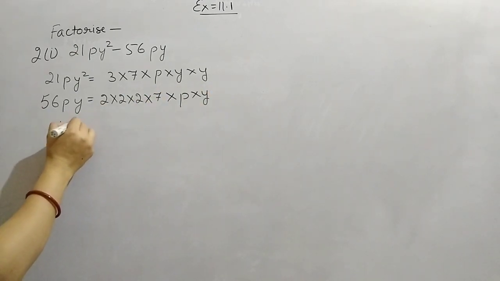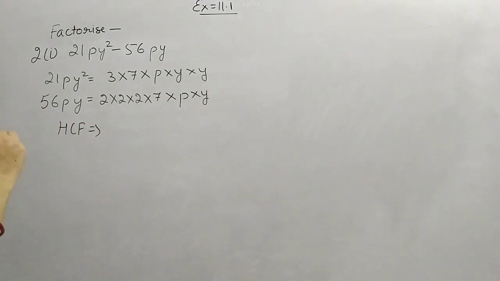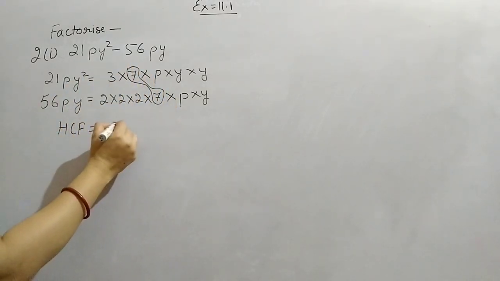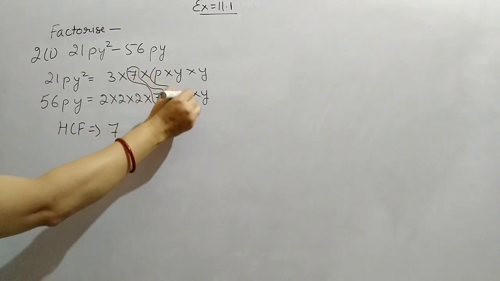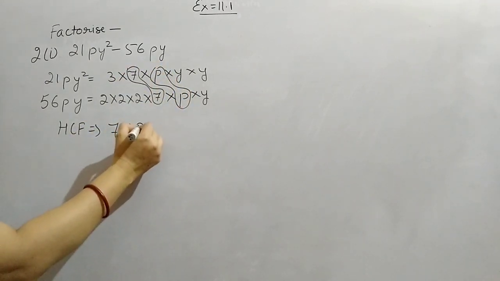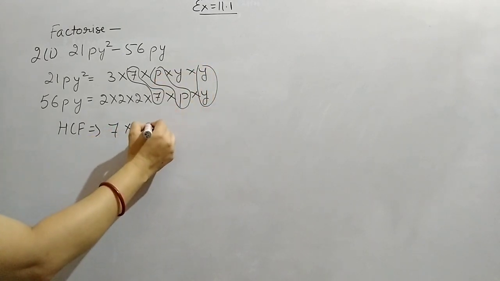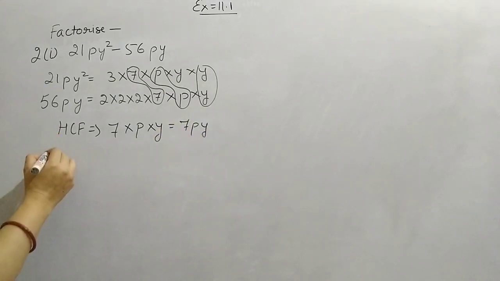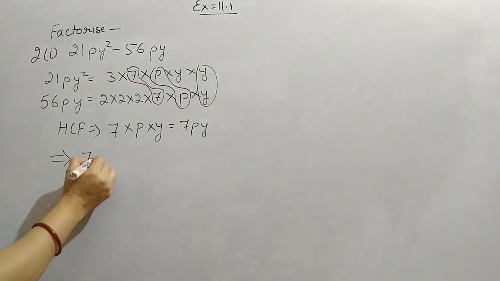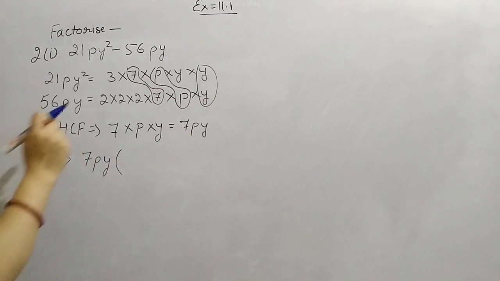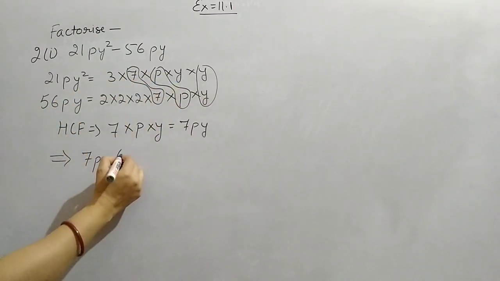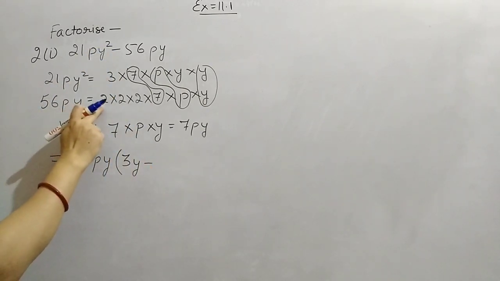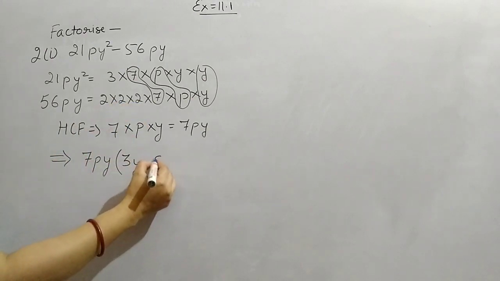The next thing, we have to take the HCF here. So the common term we have to see: one 7 is common, then one p is common and one y is common. So HCF is here 7py. Then the factors will be 7py, which is common in both the terms. Then from the first term 3y is left over. In between we have a minus symbol. From the second term, 2 into 2 into 2 is 8.